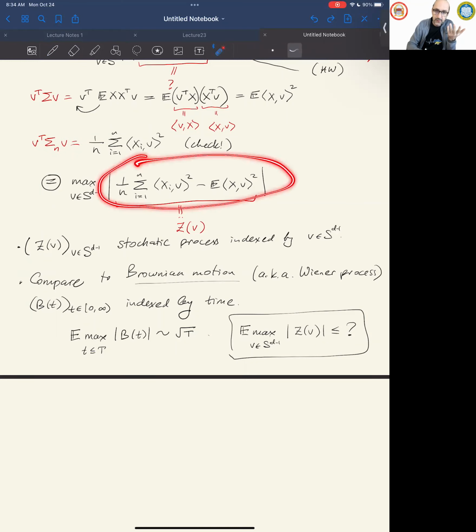The sum of independent random variables, we could do it for fixed v. The problem is that then we would have to take the union bound. And the sphere is not 10 points. So we'll not just add these 10 probabilities together, but the sphere is exponentially large. So that is the problem.